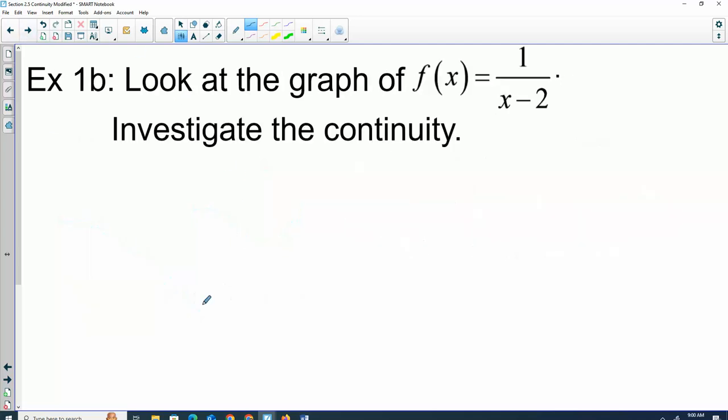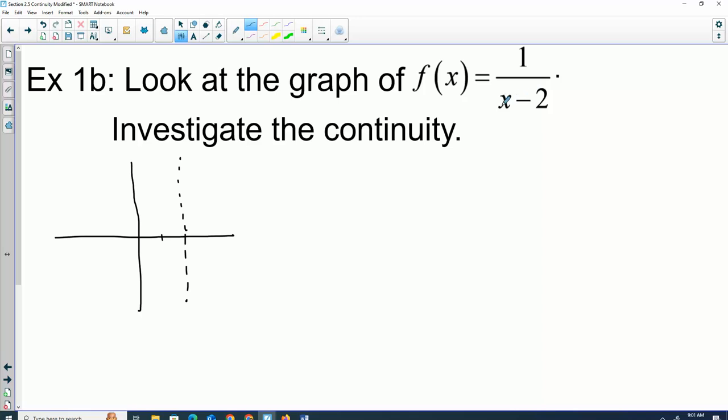All right, graph of f of x equals 1 over x minus 2. Okay, you could use a calculator. We could also probably get a graph by hand, couldn't we? Where's my vertical asymptote going to be at? 2. Remember that from last year? The bottom 0, you get an asymptote.